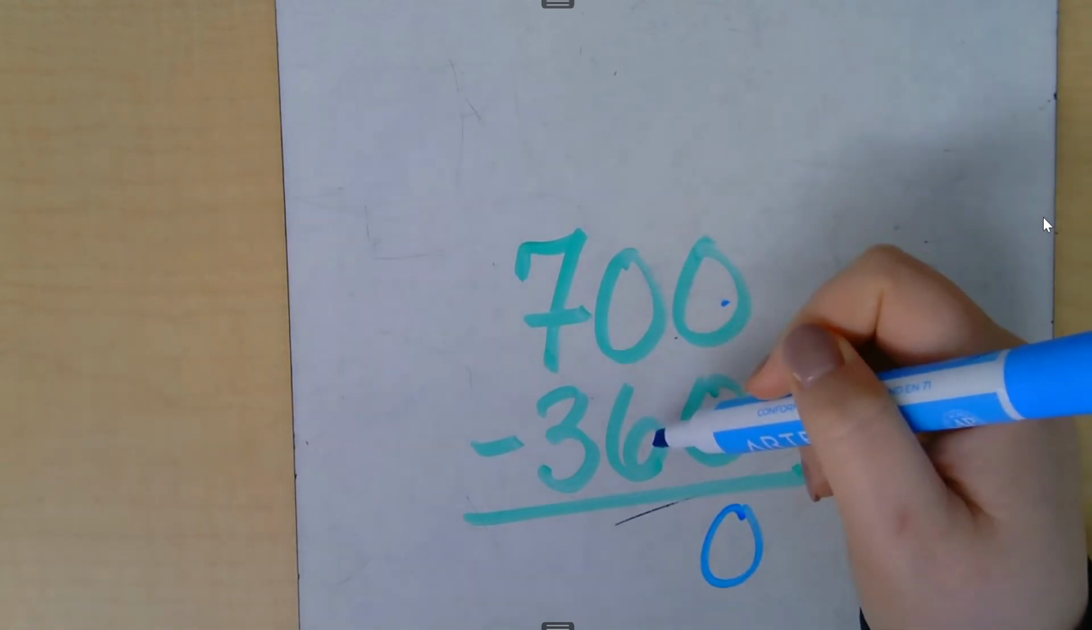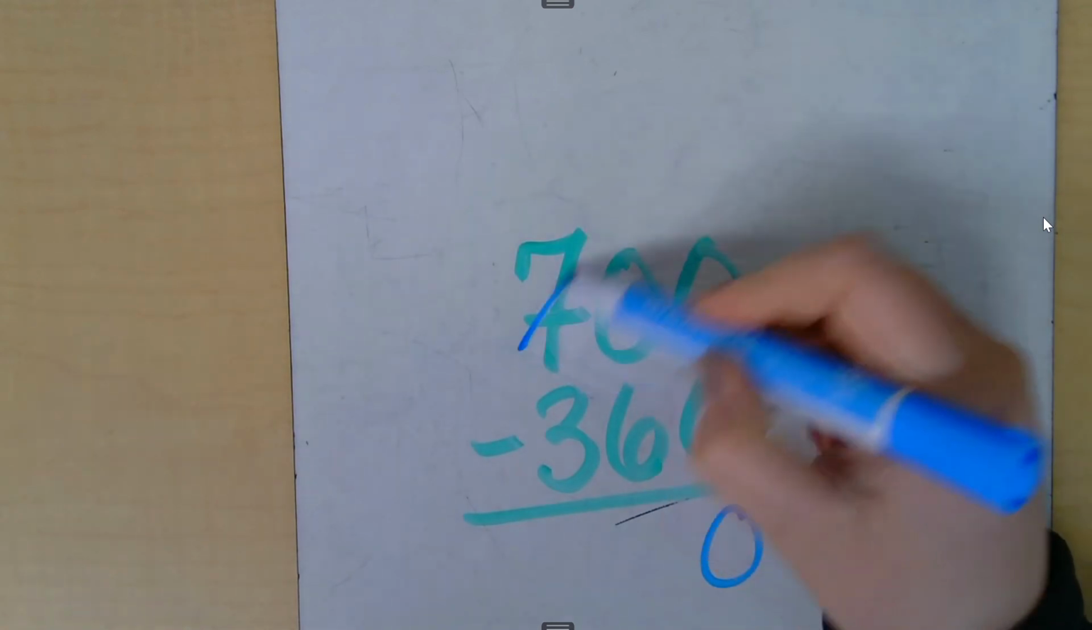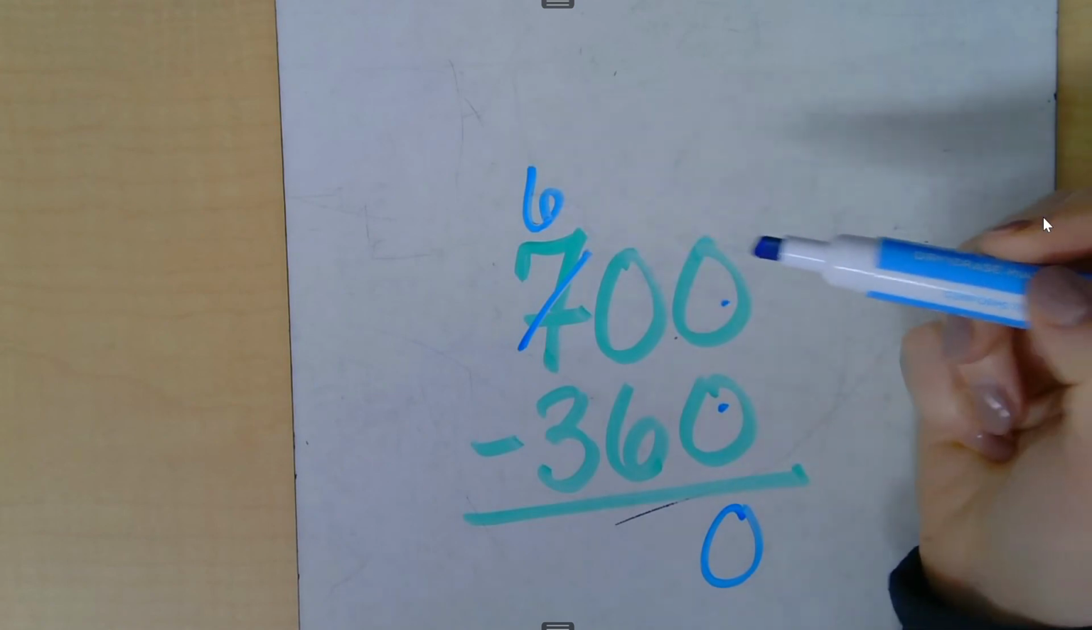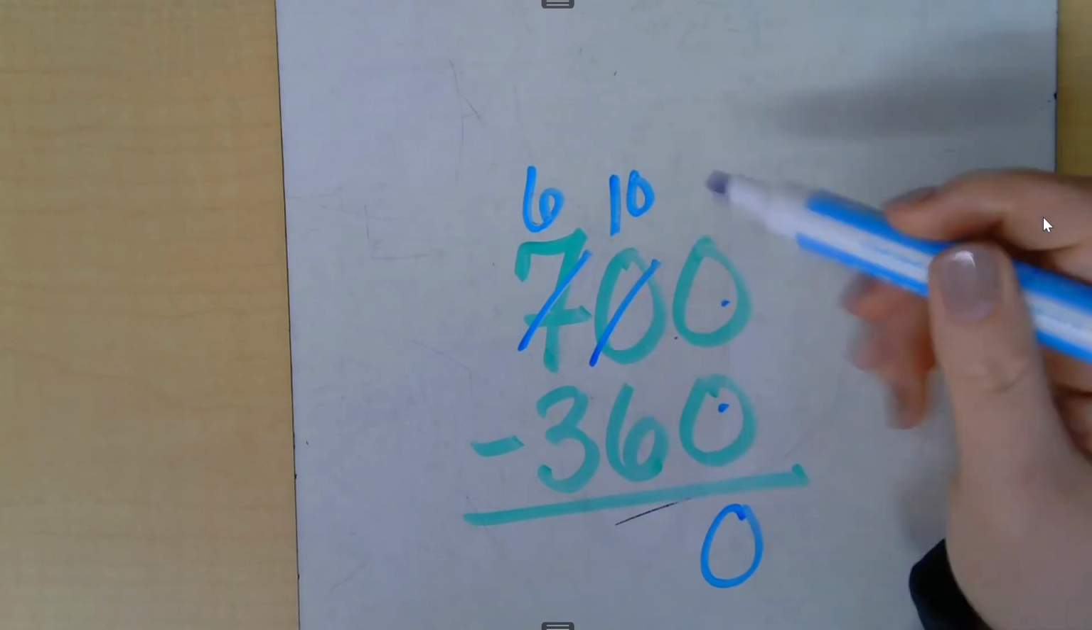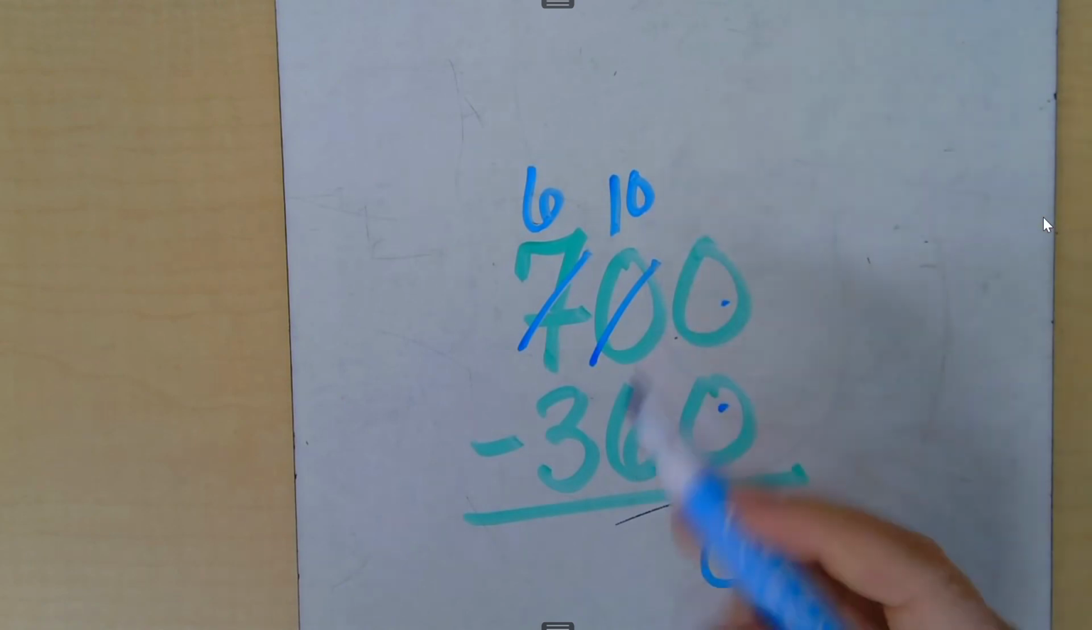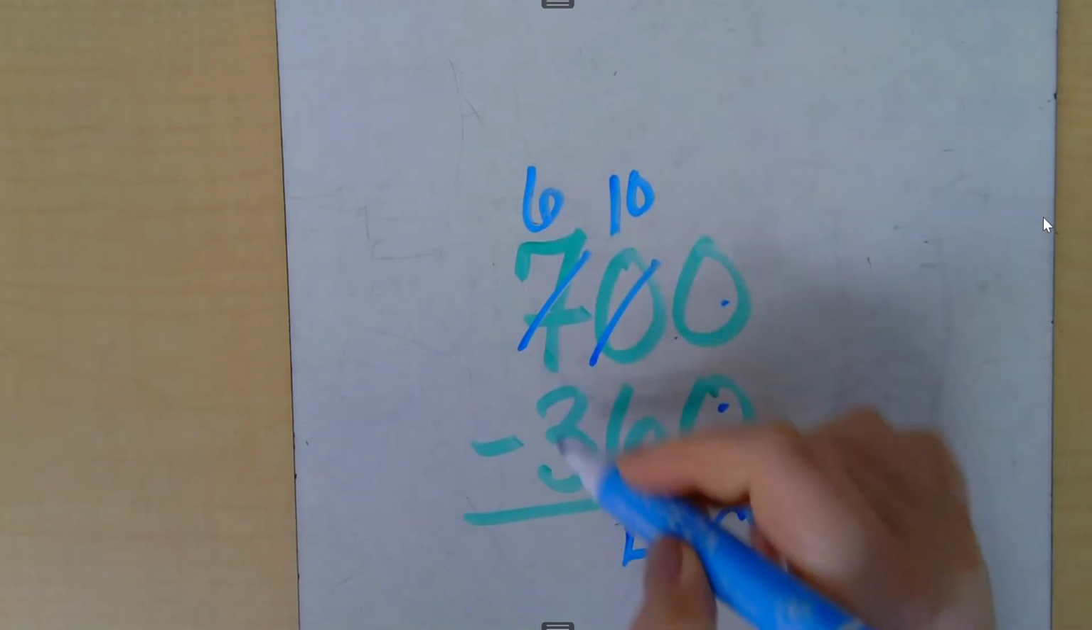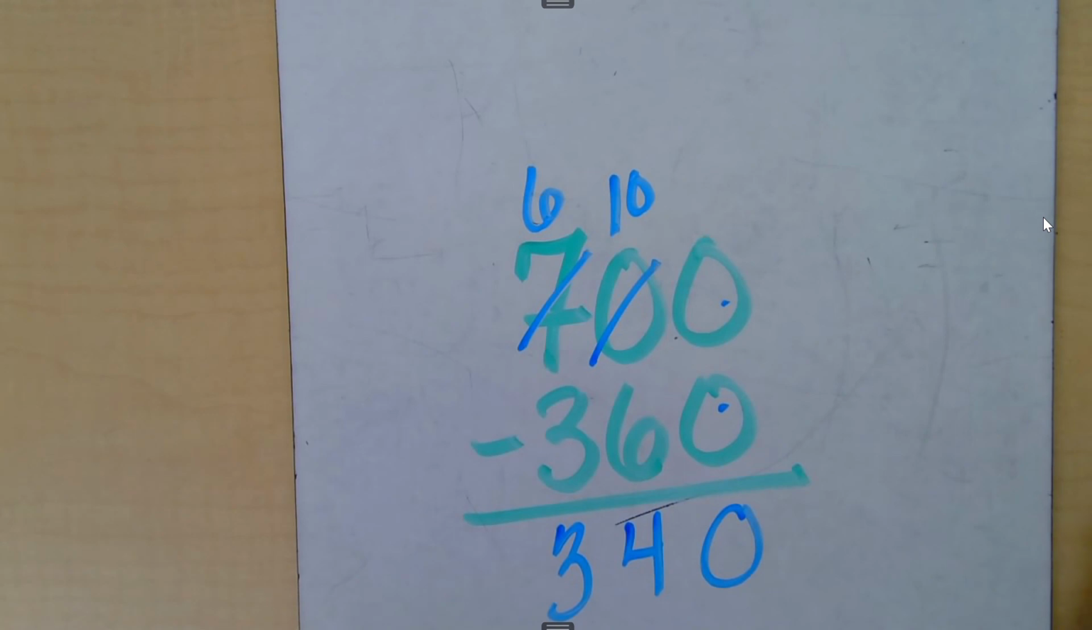0 minus 6. Now that I cannot do. So just like with regular regrouping, you go to your neighbor. We're going to borrow from the hundreds. Now we have 10 tens. And we can do our problem. 10 minus 6 is 4. And 6 minus 3 is 3.